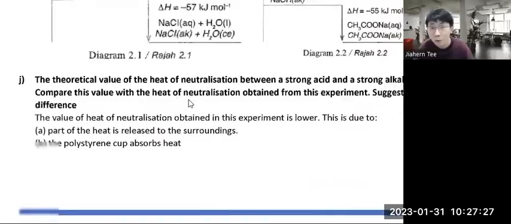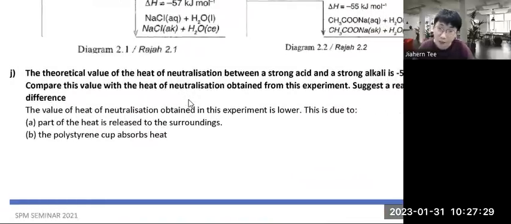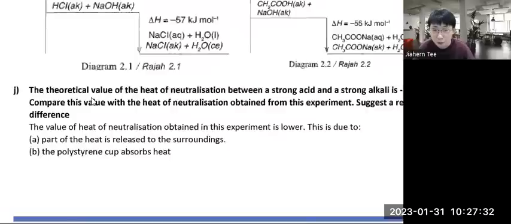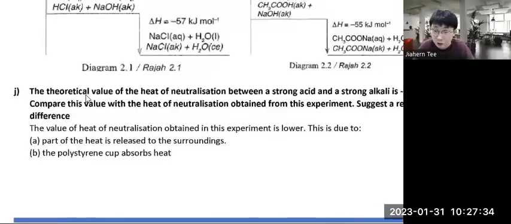Because we know there is no perfect experiment in your life. For all the theoretical values, they assume perfect conditions. But in real life, how is that perfect? No. Heat of neutralization obtained in the experiment is always lower. And why is it lower? Because part of the heat is released to the surroundings. Your heat can go up, can go down, can go in different directions, and some of the heat is absorbed by your apparatus, by the container. If you are using a beaker, it is absorbed by the beaker. If you're using a polystyrene cup, it is absorbed by the polystyrene cup.